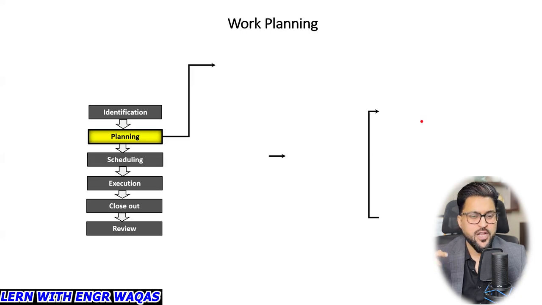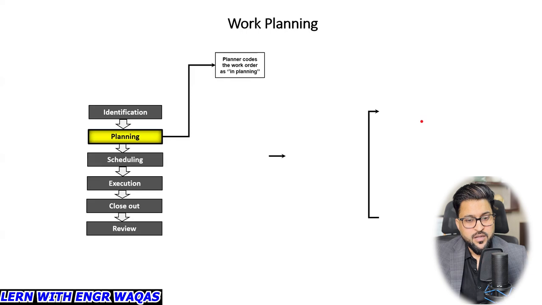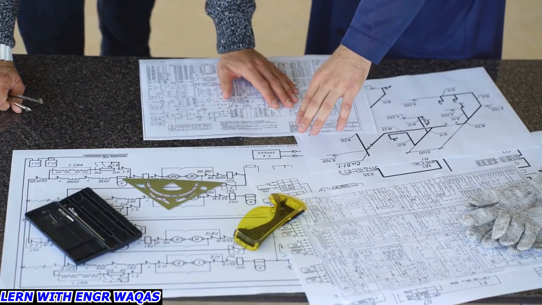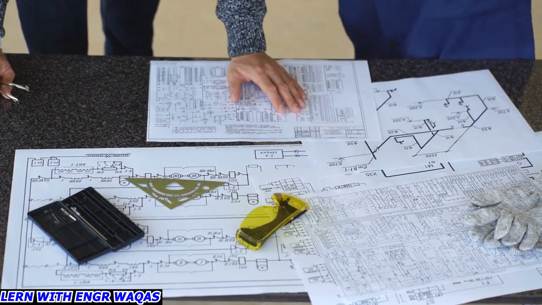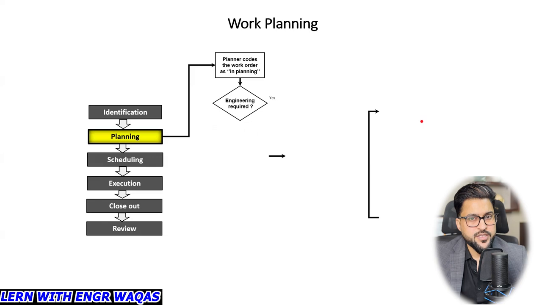So the second process I'm going to help you with is planning. In shutdown planning, the planner codes the work order in planning. They are going to make WBS codes from work orders, right? Then from here they are going to see if engineering is required. Maybe they need design. Engineering means design. They need to make the design for that specific work, right? So there are two possibilities. Yes, we need design for that, and no, we don't need any kind of design.